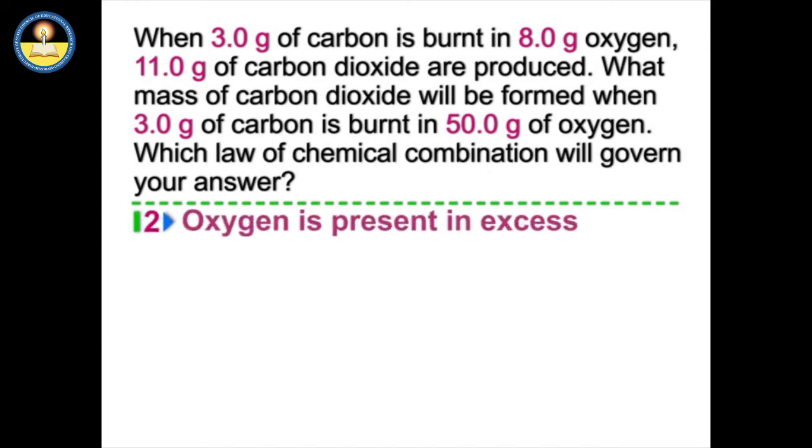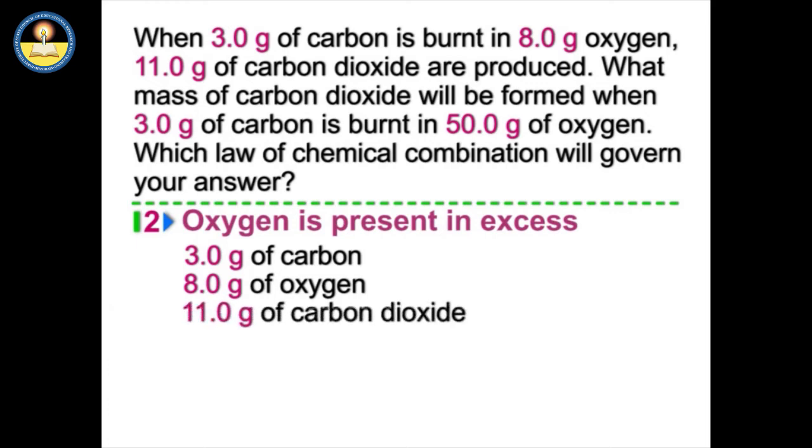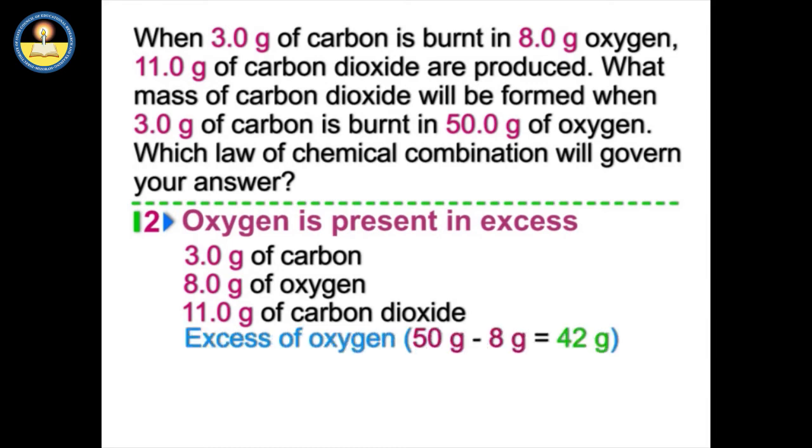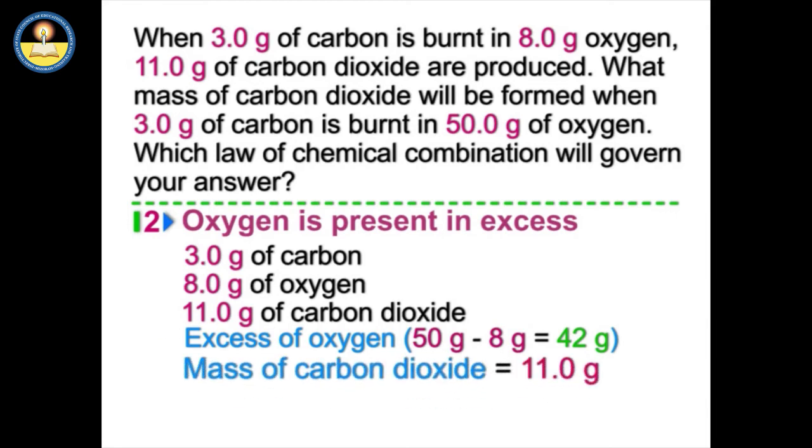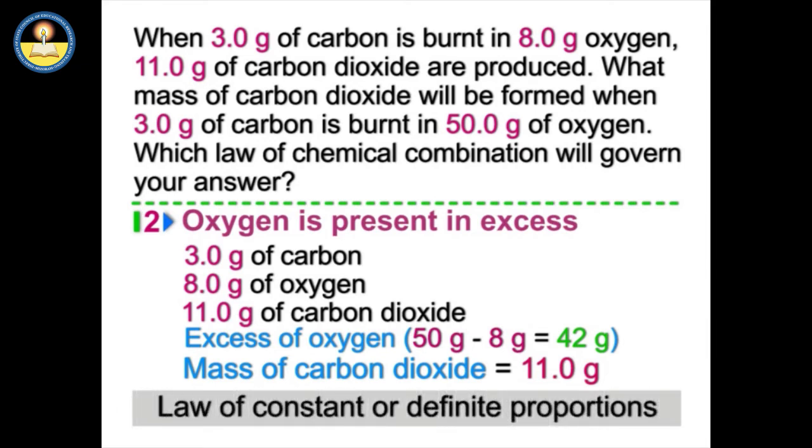For complete combustion, 3 grams of carbon would need only 8 grams of oxygen to produce 11 grams of carbon dioxide. The excess of oxygen, 50 grams minus 8 grams, is equal to 42 grams, will remain in the mixture. Mass of carbon dioxide produced in the second experiment is equal to 11 grams. The answer is based on the law of constant proportions, or we can call it the law of definite proportions.